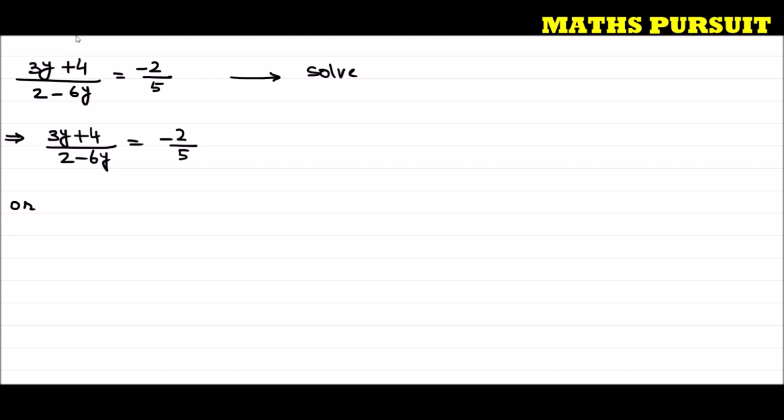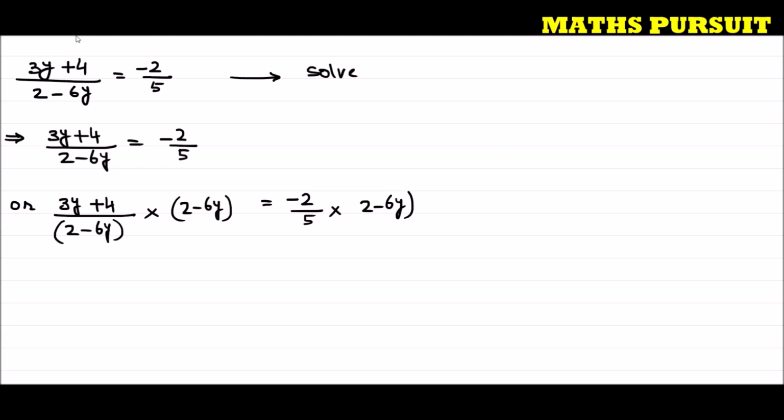Or I can write (3y + 4) divided by (2 - 6y). Let us put this (2 - 6y) within brackets, times (2 - 6y), is equal to -2 divided by 5 times (2 - 6y). What I am doing here? I am multiplying (2 - 6y) to both sides.